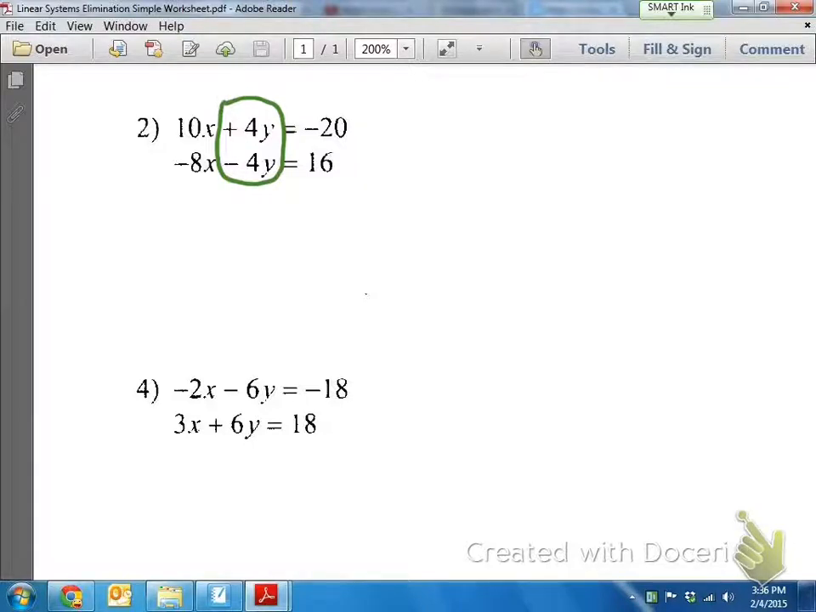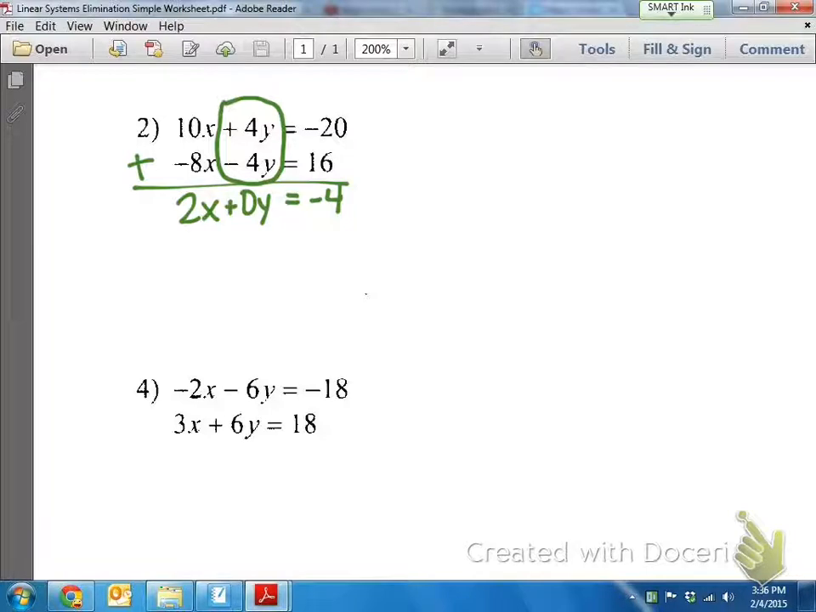And when we have the inverse, that means we can add these equations together, and this is what we're going to get. So 10 plus negative 8 is 2x. 4y plus negative 4y equals 0y, and negative 20 plus 16 is going to be negative 4.